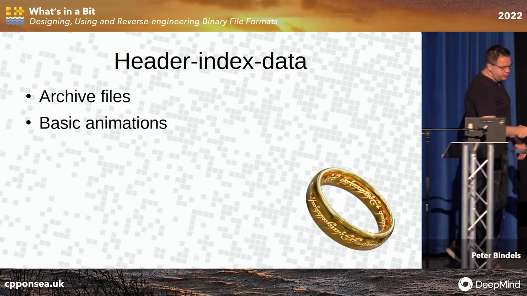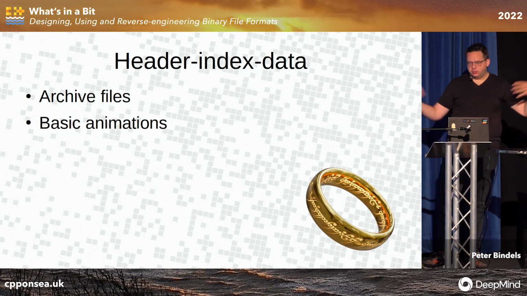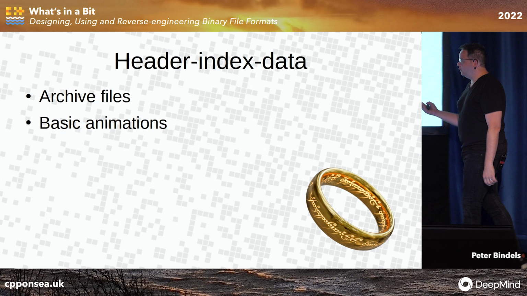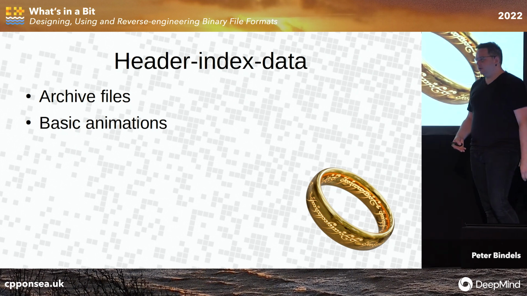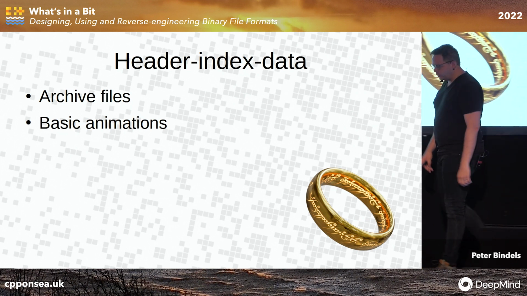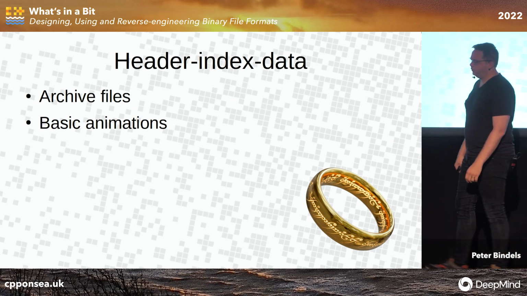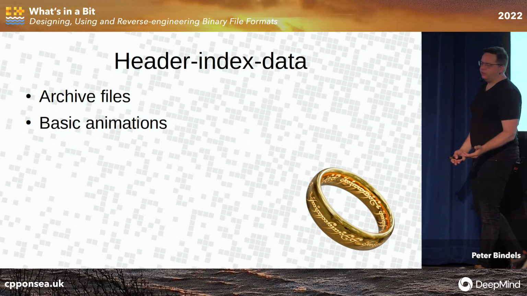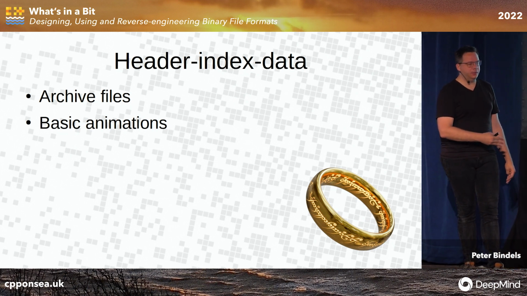The third type we have is a header with an index and multiple bits of data. And this is the thing that was used a lot in the 90s, the early 2000s, 2010s, when making computer games. Computer games tend to have lots of things. They have audio samples, they have images, they have 3D models, they have textures, they have so many tiny bits of data to keep around.